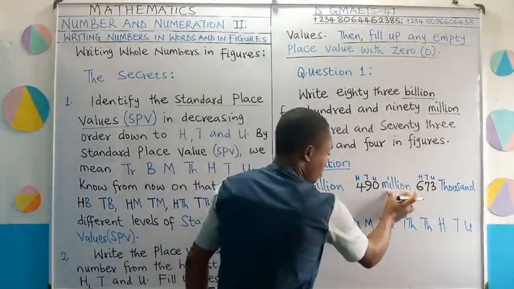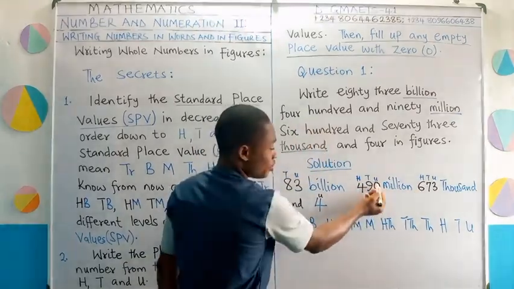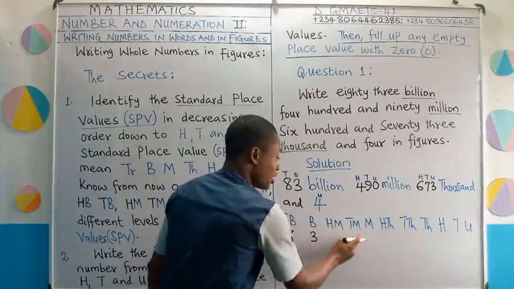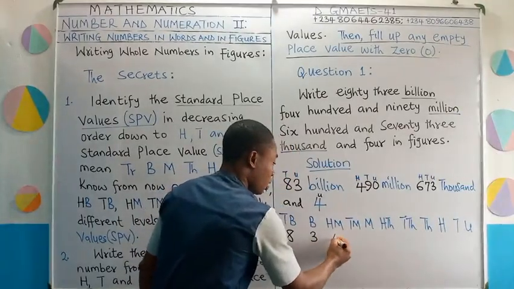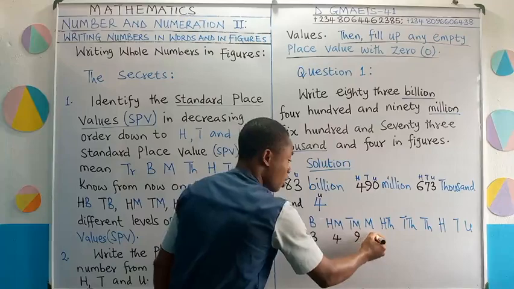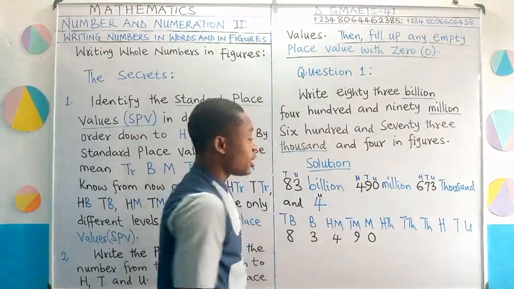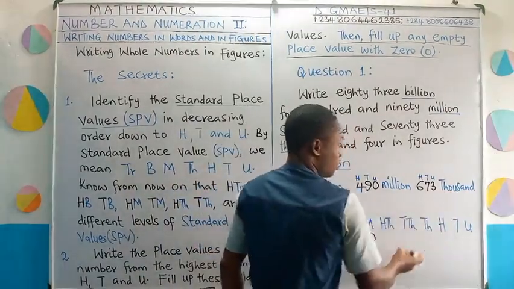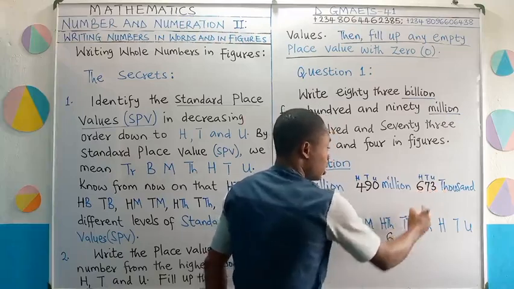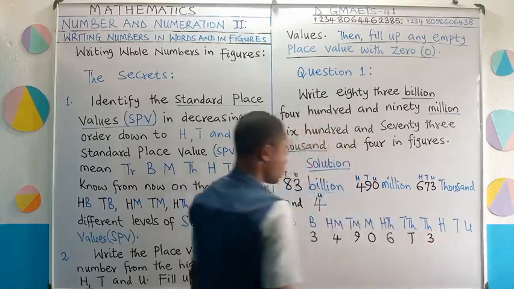Now let us move on to that of million. This 4 is under hundreds of million because you have 490. Unit, tens, and hundred. 3 digits. So we fill that under this million level. Look at it. 4 will come under 100 million. 9 will come under tens of million. And then 0 will come under unit of million, which is still the same as million. Then we move on. The next is thousands. Thousand here has 3 digits as well. 6 under 100, 7 under tens of thousand, and 3 under unit of thousand.